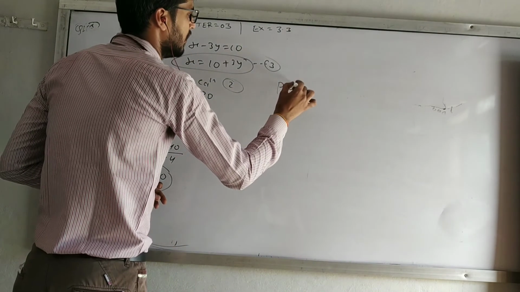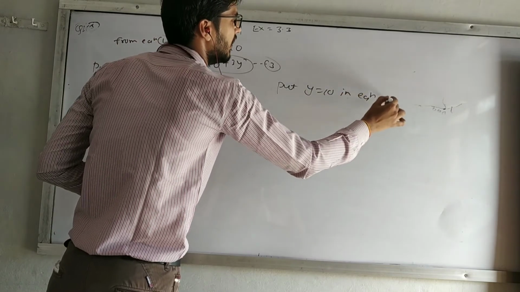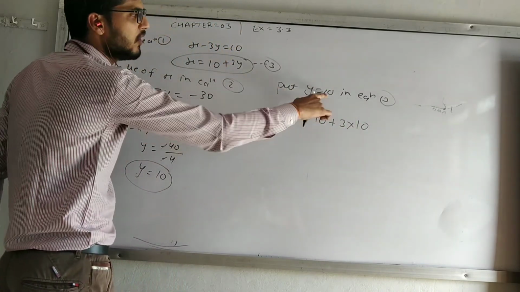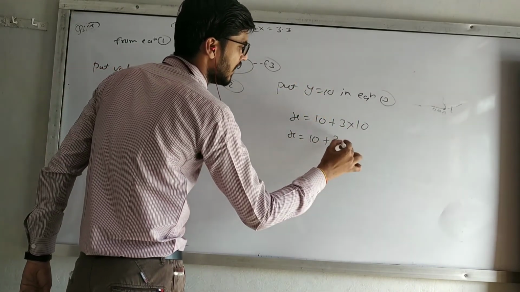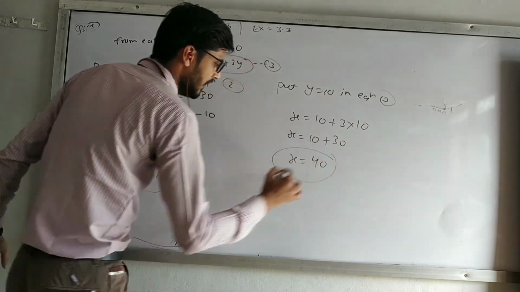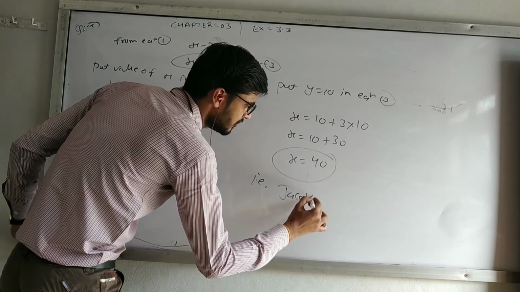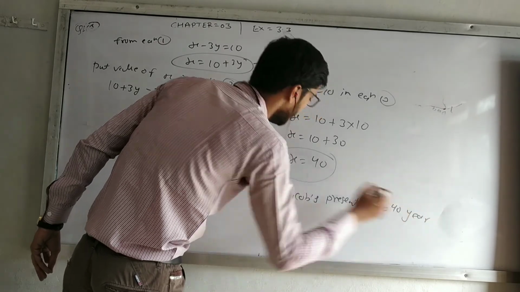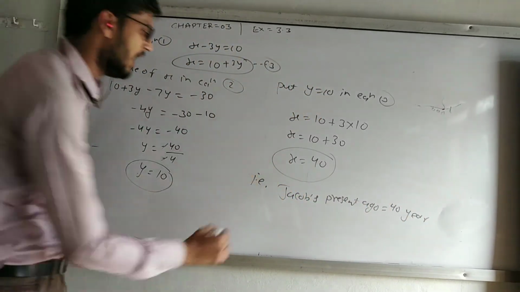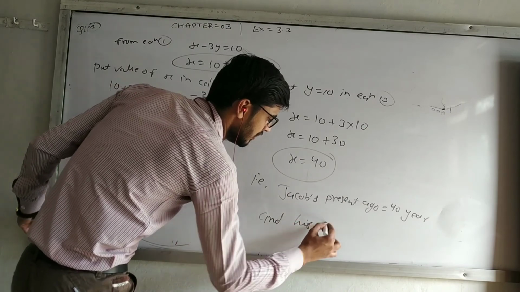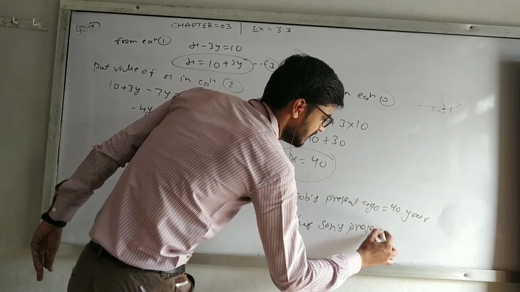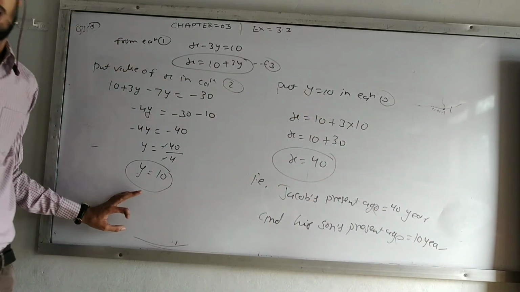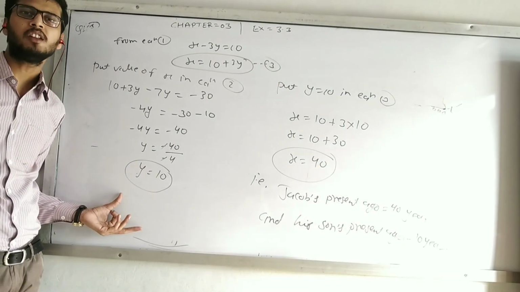So put y equal 10 in equation third. So x equals 10 plus 3 into 10. So x equals 10 plus 30, which means x equals 40. That is, Jacob's present age is 40 years. We let x be Jacob's present age, and his son's present age is 10 years. The value of y is 10 years. So our exercise 3.3 is completed. Thank you.